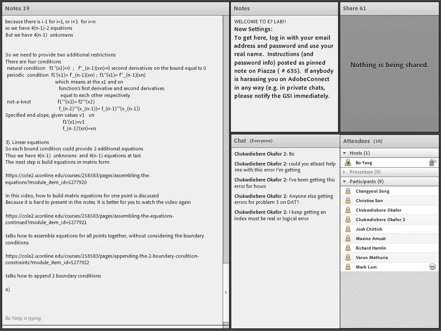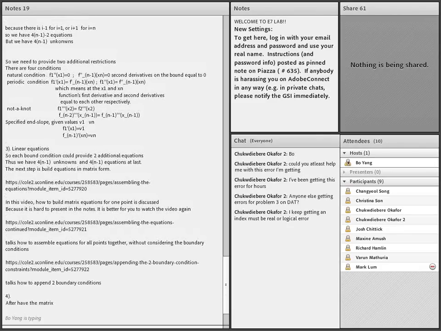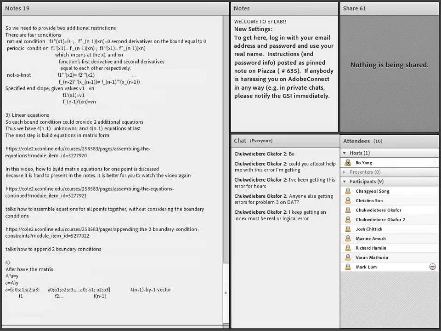Capital A multiplied by a equals Y. Here this a vector is also what we want to know. It is a 4n minus 4 by 1 vector, and the capital A is a 4n minus 4 by 4n minus 4 array, and for this Y you should also be careful. It should be different according to the boundary conditions.